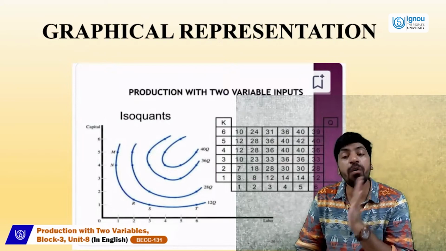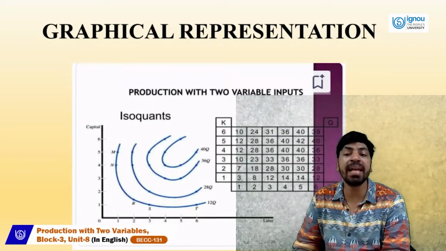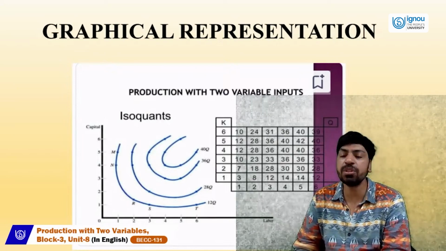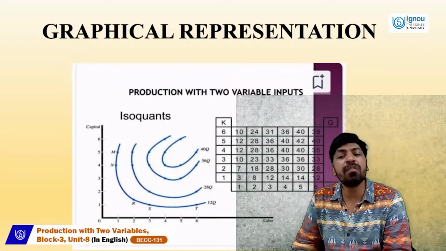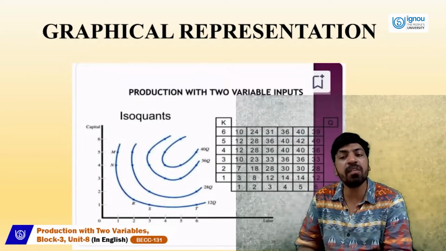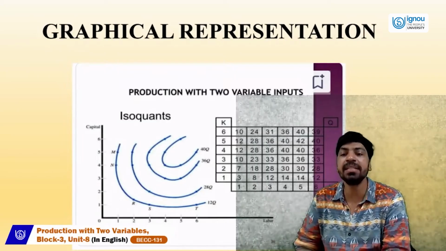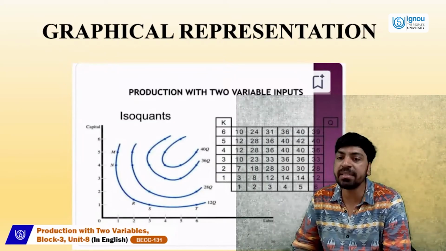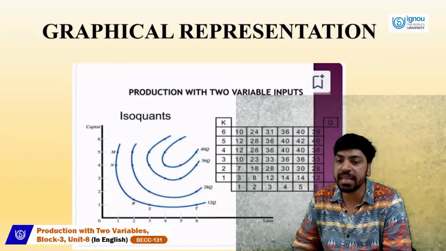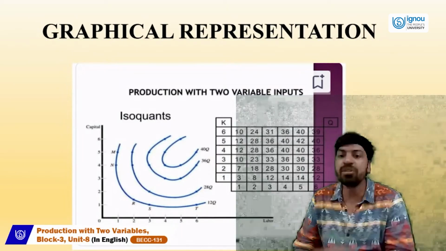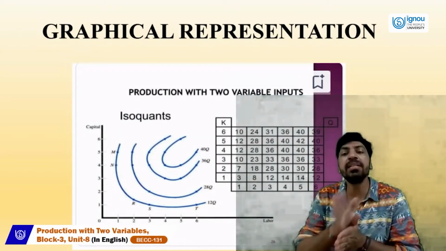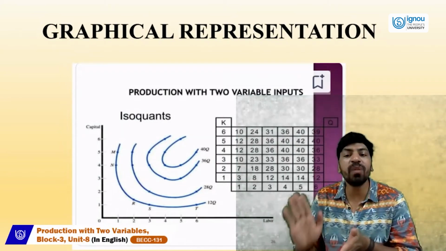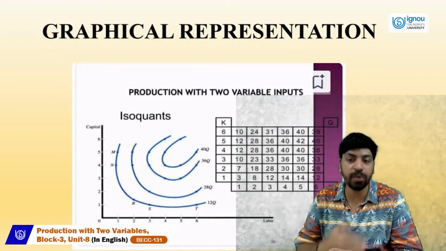If you look forward to the third column, by combining these two inputs, you can see from the third column the same level of output, the maximum same level of output, is 36. So 36, 36, then again 36, 36, 33. This is called the third isoquant curve, which produces the same level of output, which is 36 units.